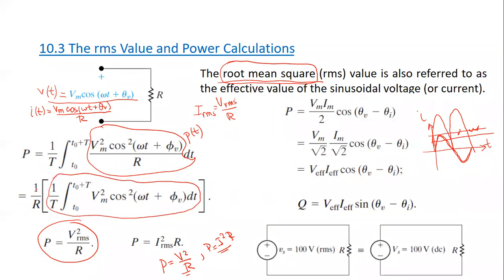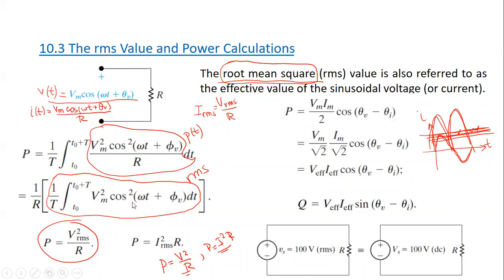What I have here is the average of the squared value of the voltage. Inside the integral sign is V maximum squared cosine squared (omega t plus theta V) dt, which is the square of this expression. I'm squaring this expression, taking the integral over one period and dividing by that period. This is called the RMS value. You square the function, integrate it over one period, and divide by that period to take its average.